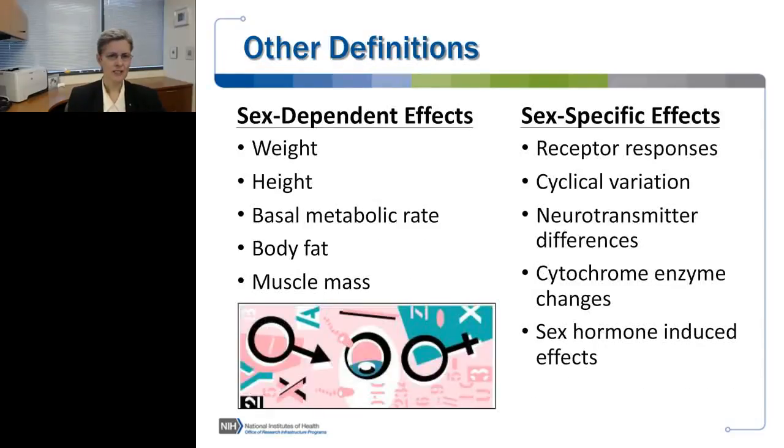I also want to make a distinction here between sex-dependent and sex-specific effects. Sex-dependent effects include things like weight, height, basal metabolic rate, body fat, and muscle mass, things that are not as easily manipulated in our rodent models. Sex-specific effects include things like receptor responses, cyclical variation, neurotransmitter differences, cytochrome enzyme changes, and sex hormone-induced effects. These are elements that are a little easier for us to manipulate in our animal models.